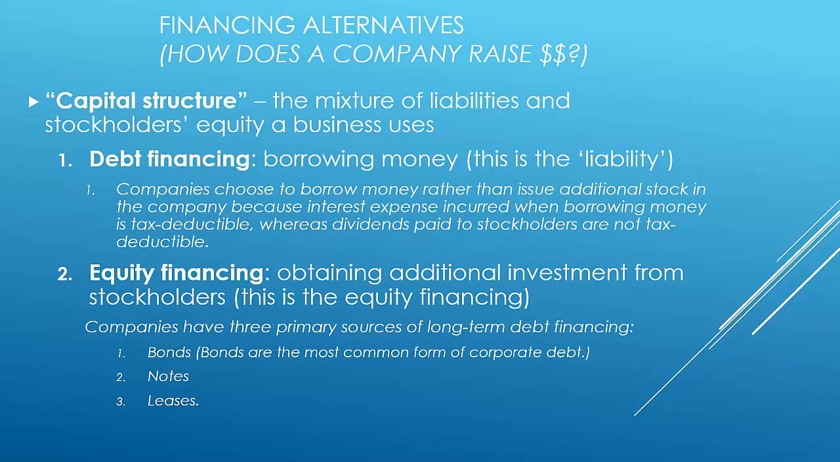So how a company finances itself is what we call the capital structure. So how much does a company take on in liabilities versus how much do they take and issue stock to raise money? Okay, so we either have debt financing, in other words we take on more liabilities, or we have equity financing, which means we issue more stock. And they each have their pluses and minuses, and those are the basic ways that a company will finance itself.